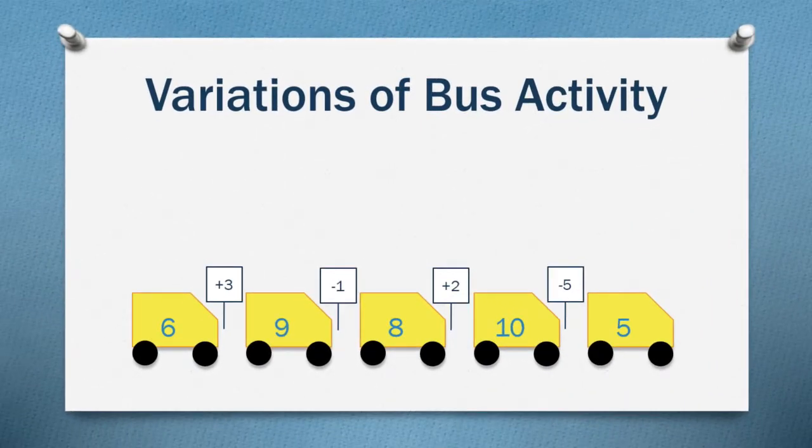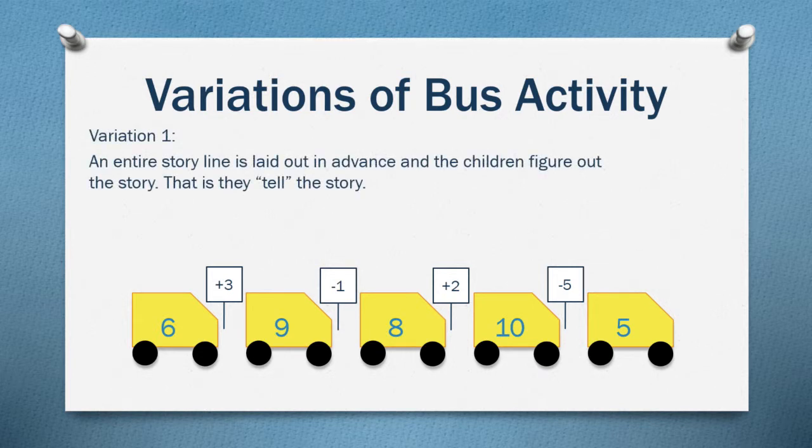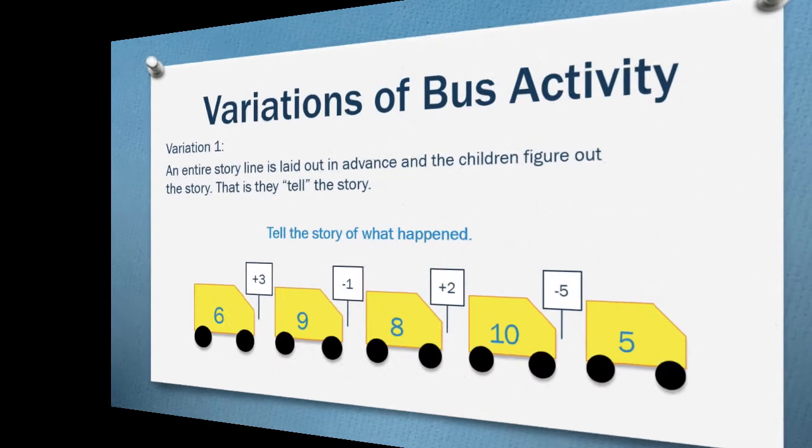Well, there are several interesting variations of the bus activity. In this variation, an entire story is laid out in advance, and the children figure out the story. That is, they tell the story of what happened. This variation is designed to ensure that children understand the storyline and the symbolism used to show it. All of the numbers are filled in. There's nothing to figure out. The children's task is just to read the story, tell the story of what happened. The bus starts off with 6 people. At the first stop, 3 get on. Now there are 9 people on the bus. At the next stop, 1 gets off. Now there are 8 people on the bus, and so on.